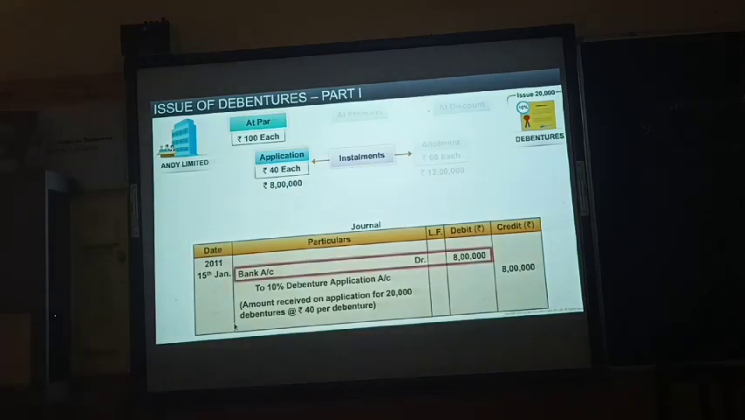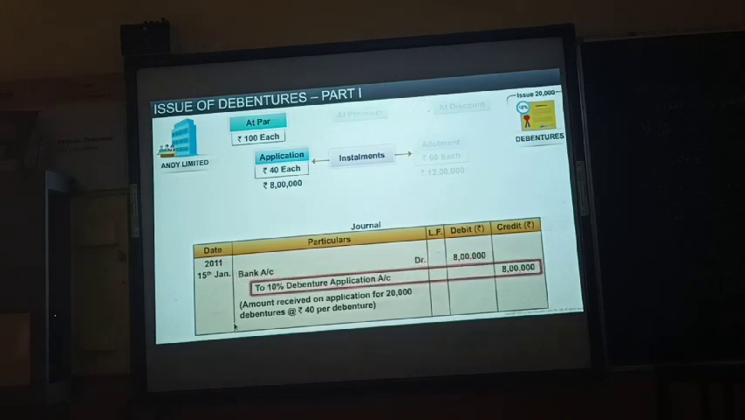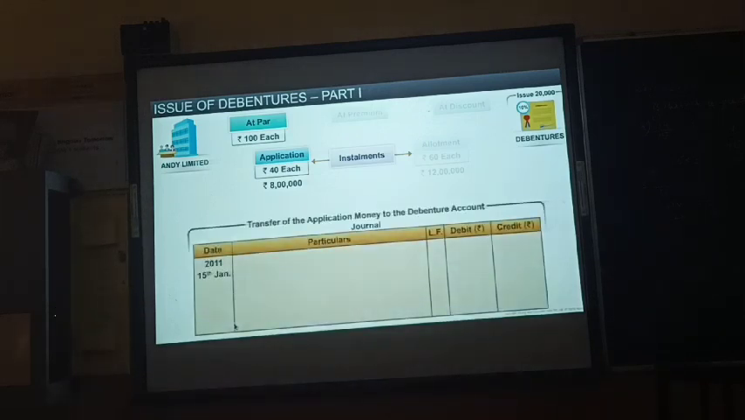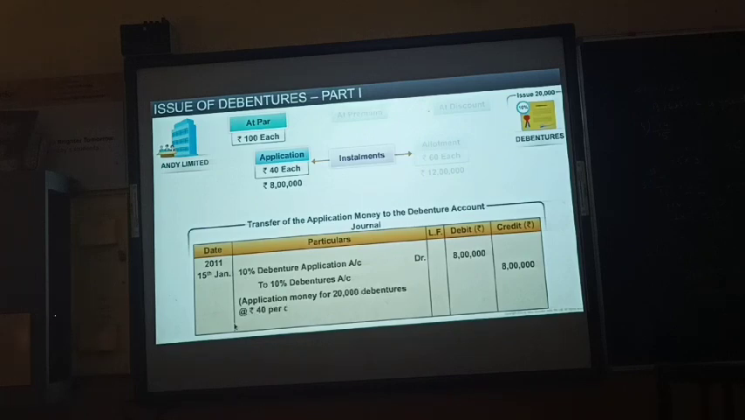Further, the money received on application is first credited to the debenture application account, and then later transferred to the debenture account. So, the entry for the transfer of the application money to the debenture account will be 10% debenture application account, debit, 8 lakh rupees, to 10% debentures account, 8 lakh rupees. The narration for the entry will be application money for 20,000 debentures at 40 rupees per debenture, transferred to debenture account.